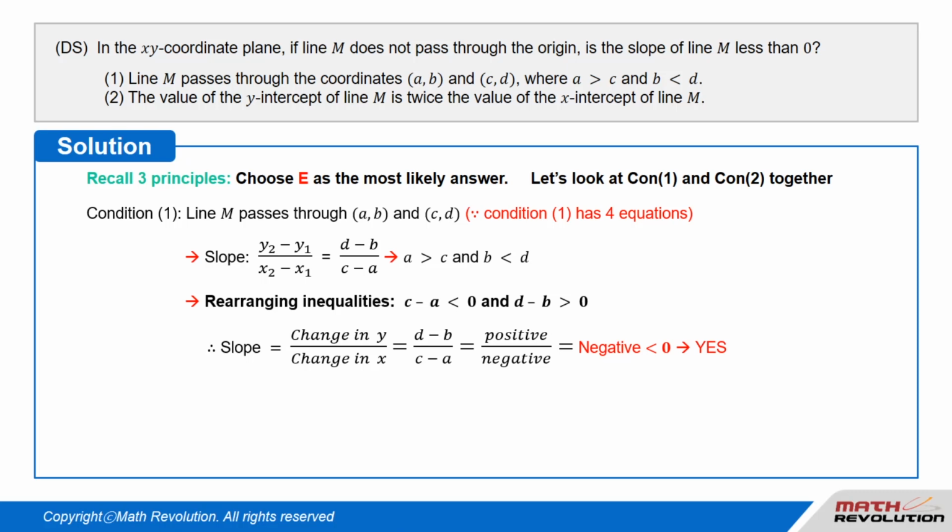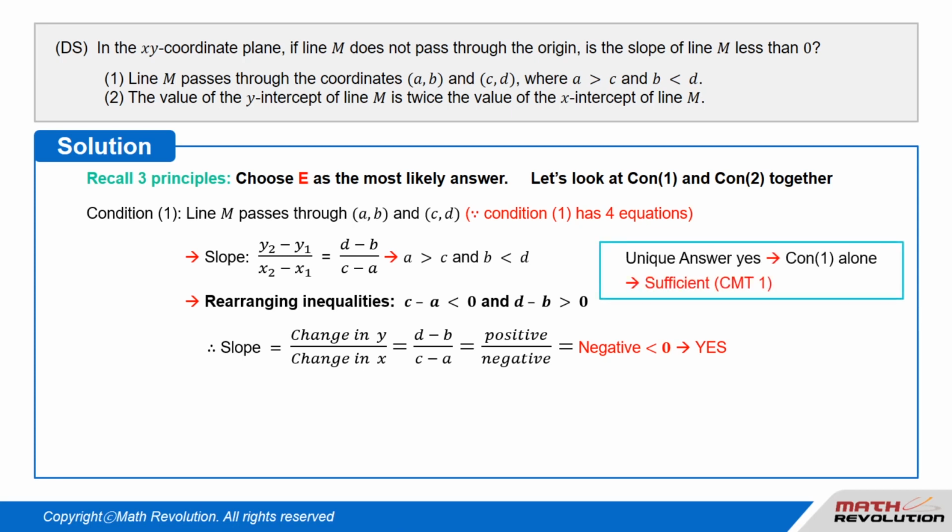This tells us that slope equals change in y over change in x, that equals d minus b over c minus a, that equals positive over negative, which equals negative, which is less than 0. So we get yes as the answer. Thus, the answer is a unique yes, so the condition is sufficient by CMT1, which states that the answer must be in terms of a unique yes or no.